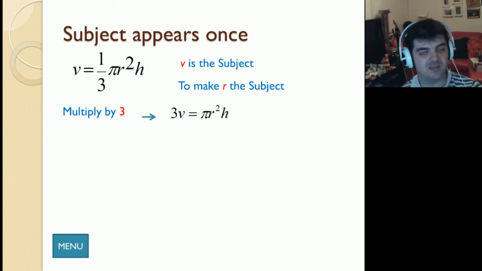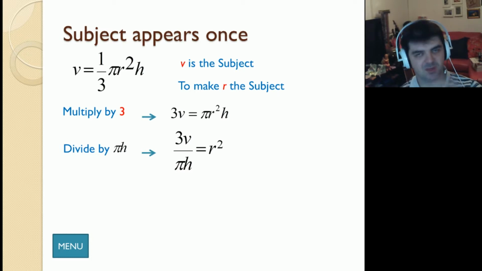So we're going to move the pi and the h over. And again, the r squared is multiplied by the pi and the h. So we need to divide by the pi and h, and that gives us that. So we get 3V over pi h equals r squared.